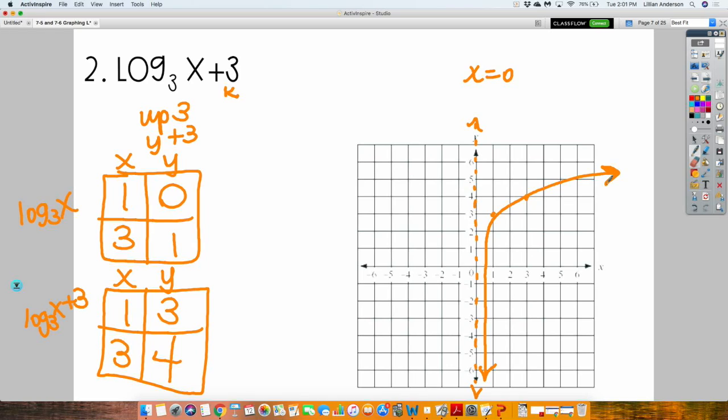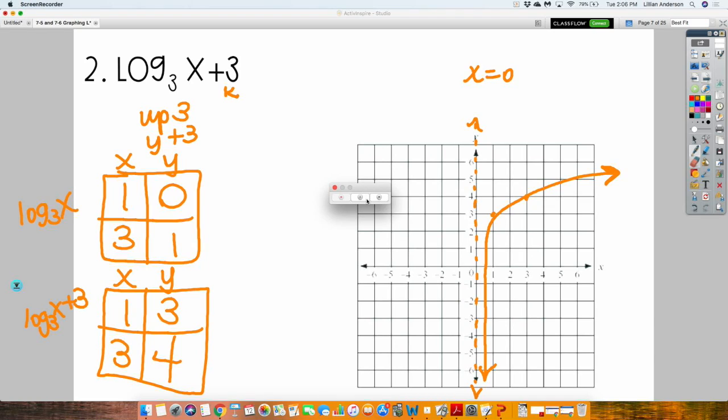Questions? Anything not making sense? Okay? I want you to try number 3. I would love for you to do 4 as well, but we'll baby step it. So you're doing 3 and 4.